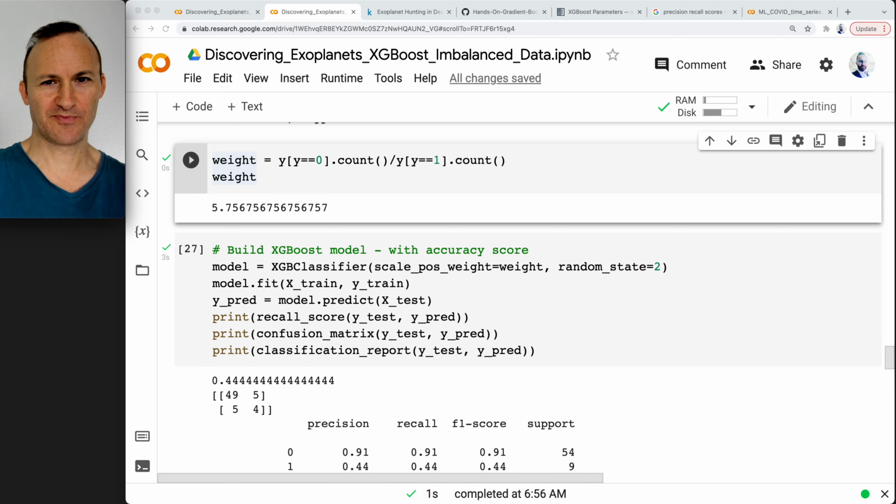I want to clear up possible misconceptions about scale positive weight. It's not something that you should be fine tuning. I did so in the videos just to see what would happen, and I do stand by that. I think that's one of the best ways to really learn about what you can do with hyperparameters. You fine tune them and see what you get.